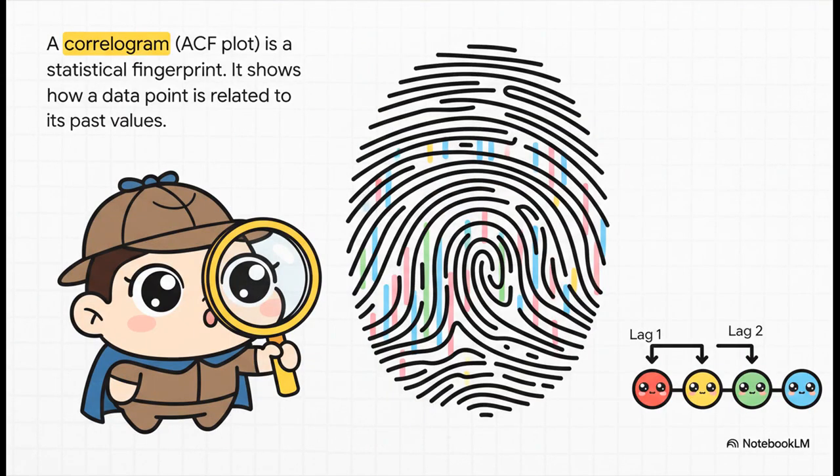Our first clue is a visual one. It's kind of like a statistical fingerprint. We use a tool called a correlatogram, or more formally, an autocorrelation function plot. What this does is it shows us how each data point is related to its own past values. It's a picture of the data's memory.